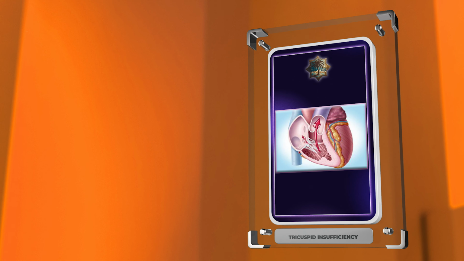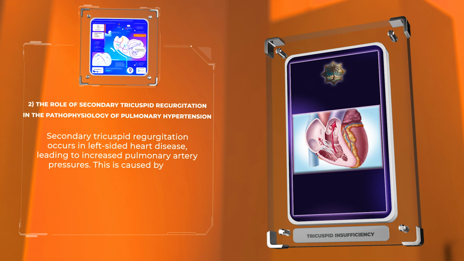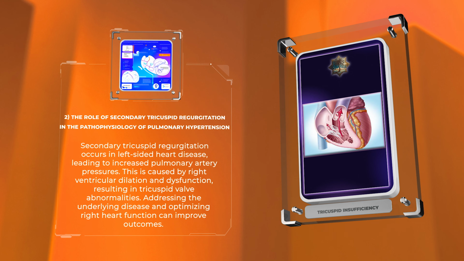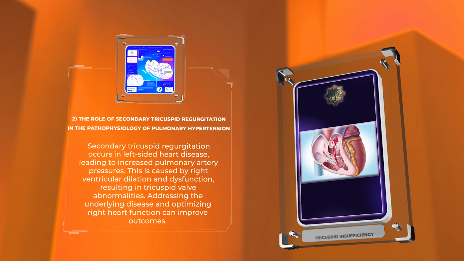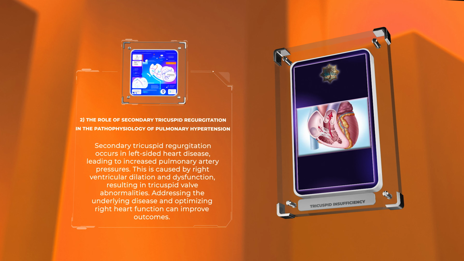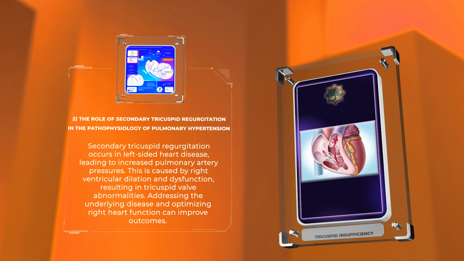Secondary tricuspid regurgitation occurs in left-sided heart disease, leading to increased pulmonary artery pressures. This is caused by right ventricular dilation and dysfunction, resulting in tricuspid valve abnormalities. Addressing the underlying disease and optimizing right heart function can improve outcomes.